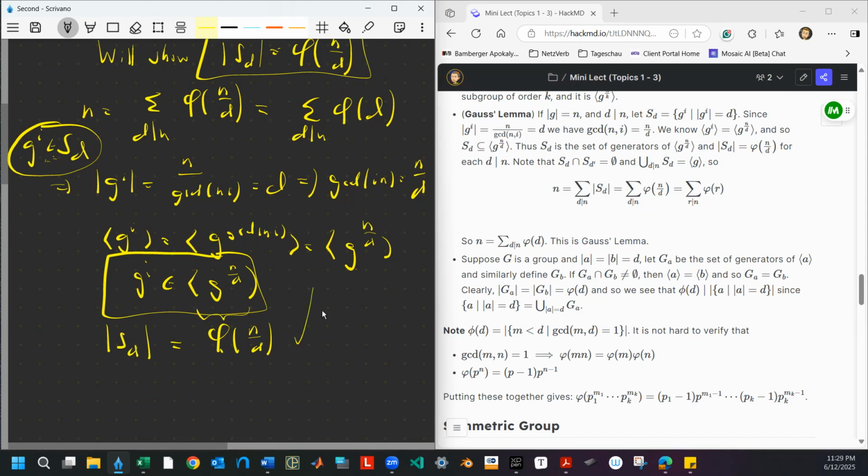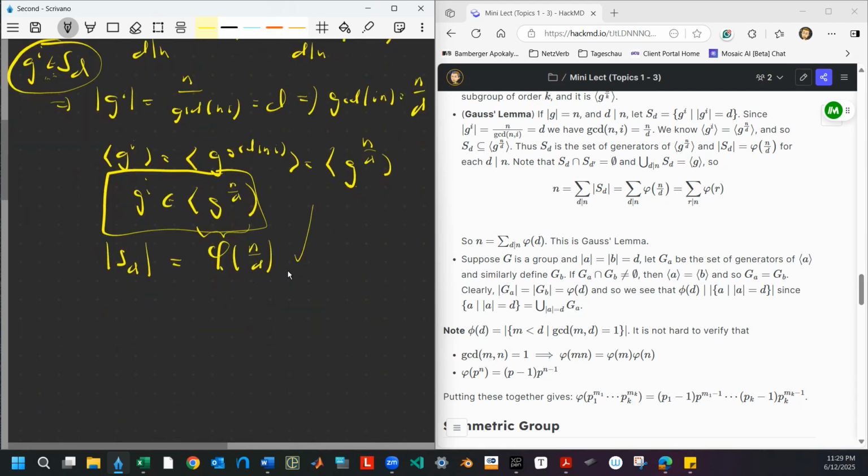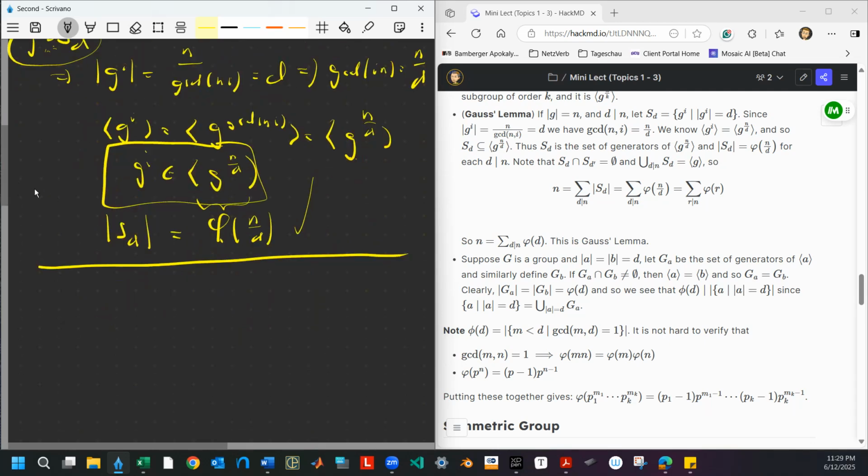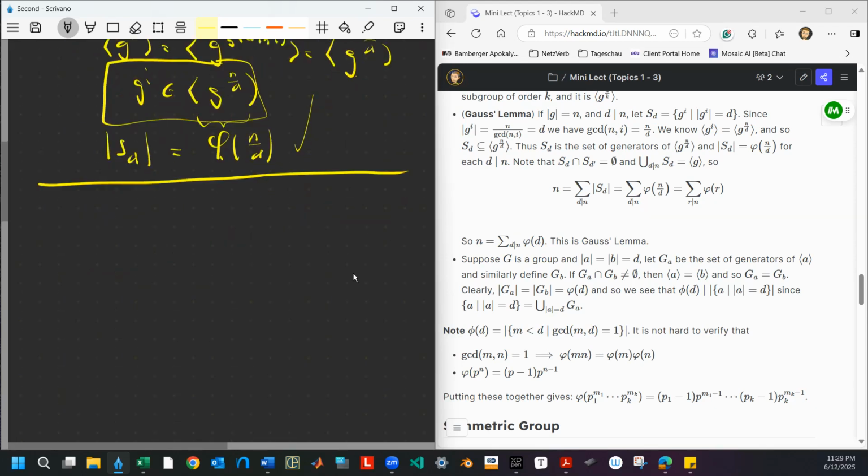Okay, so that's Gauss's lemma. Think about that. That's a good, useful lemma. We're going to use this, for example, to show that in a finite field, the multiplicative part of a finite field is always cyclic, which is not at all clear. But we use essentially this argument as part of the proof.